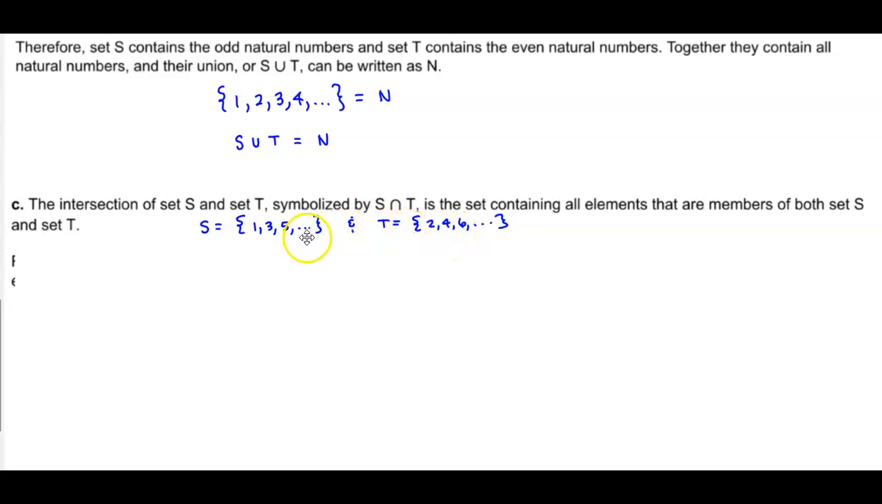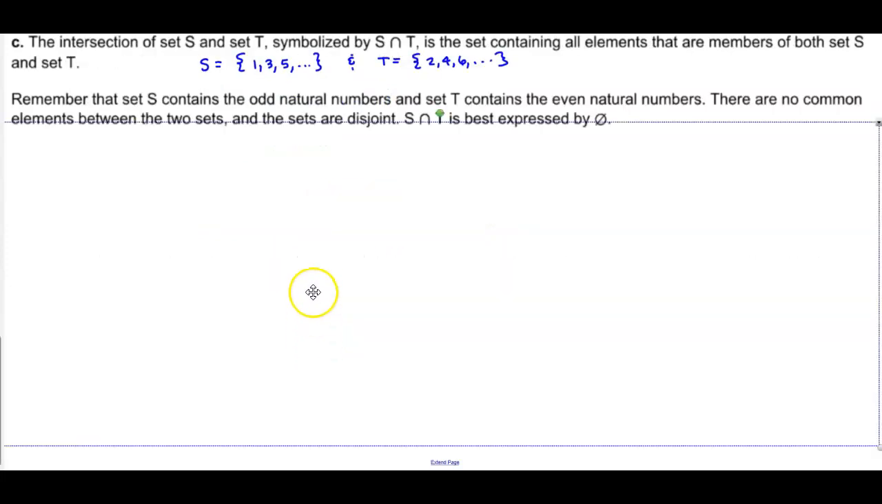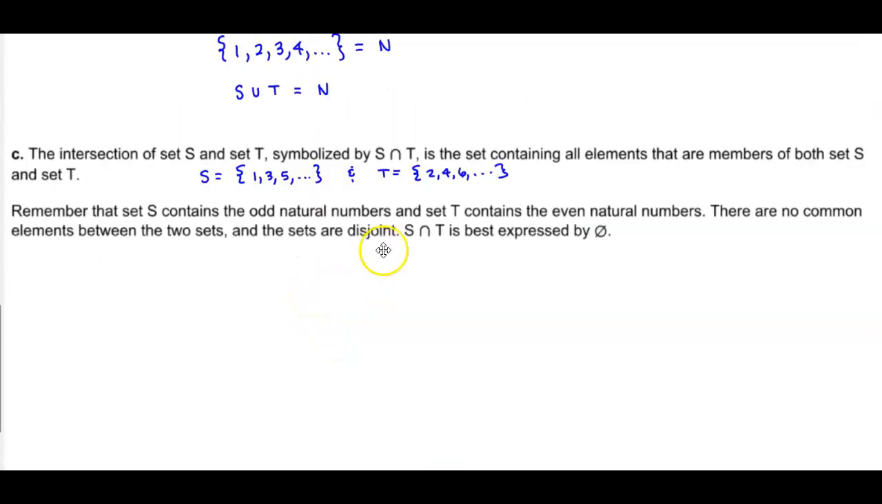If they did have something in common, then that would be the intersection. But again, remember that set S contains the odd natural numbers and T contains the even natural numbers. So there are no common elements between the two sets, and therefore the sets are disjoint. So we would say that S intersect T is then going to equal the empty set. Or we can also denote it as braces with nothing inside.